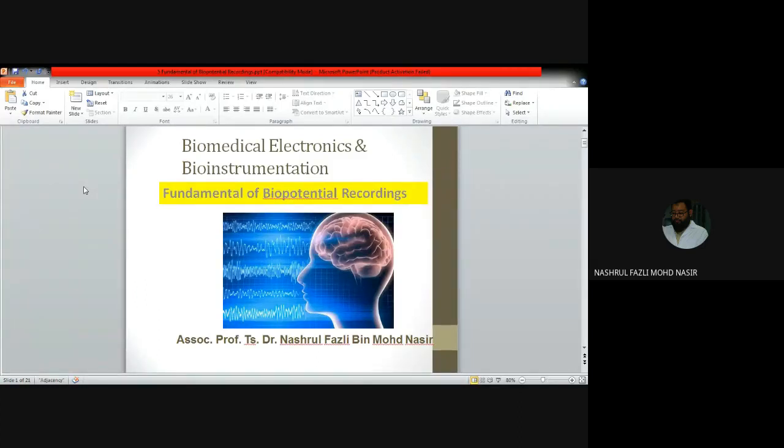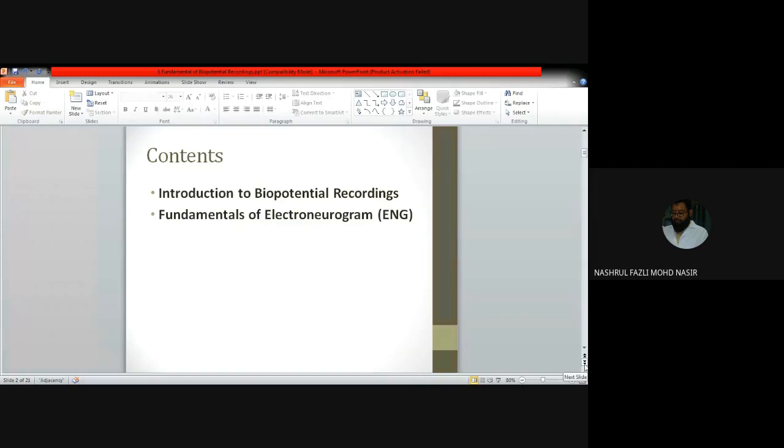So this is more about what type of recordings we are going to apply on the biopotential. We have two: ENG, electroneurogram, and also EMG. Electroneurogram, I think, is a bit new for you, because we are always exposed to EEG, electroencephalogram. Actually, EEG is a part of ENG.